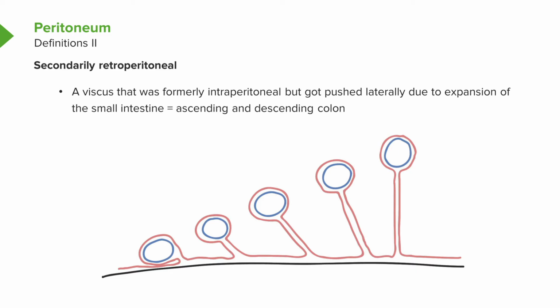We spoke about retroperitoneal organs like the kidneys, but we also have organs which are known as being secondarily retroperitoneal. And these organs were initially intraperitoneal and suspended by a mesentery, just like we have here. So if, for example, we say this is a piece of colon, then that piece of colon is suspended from the body wall via this mesentery.